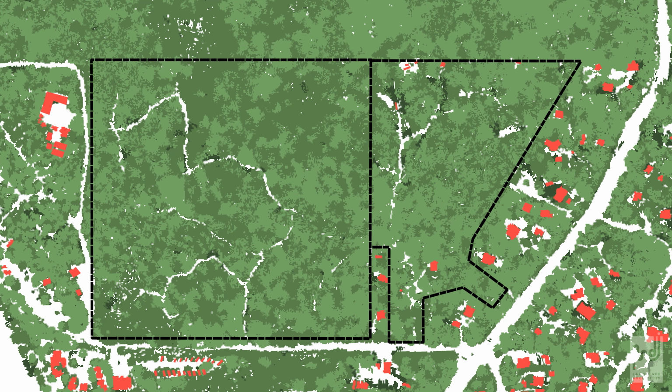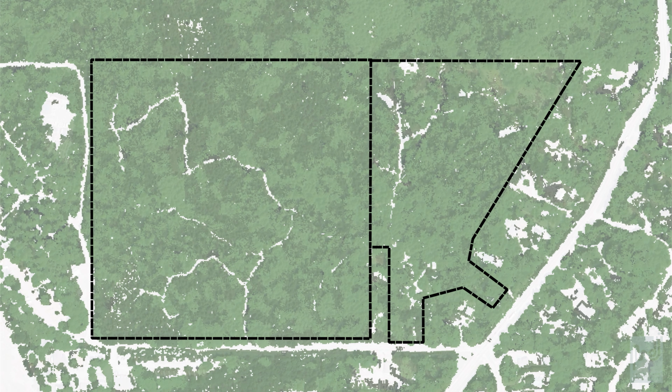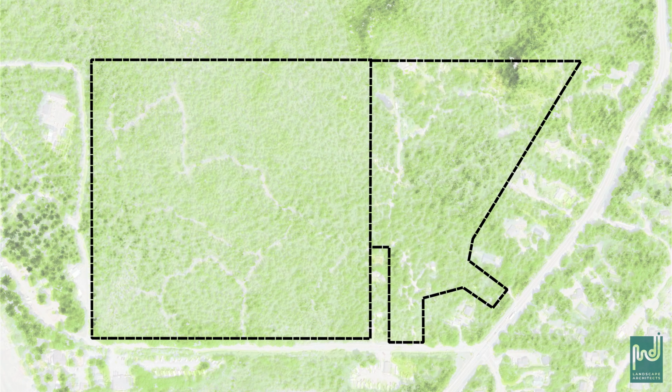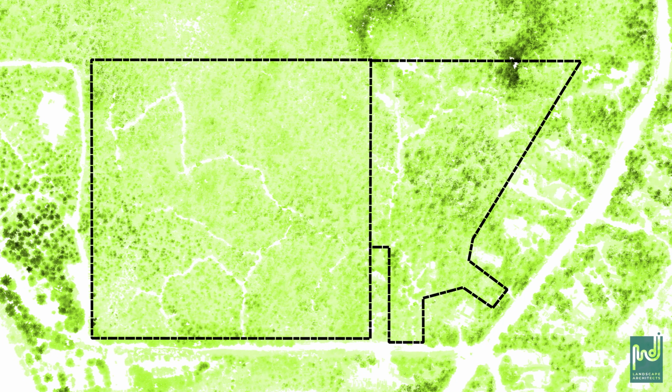LiDAR uses pulses of laser light to measure the land surface from the air. The pulses bounce back from trees, buildings, and the ground, creating a detailed digital model of the site. With publicly available LiDAR data, we can begin to understand large or difficult sites before full on-site survey and assessments are completed. From the LiDAR data, we can determine tree height, which helps us understand where the forest is dense, where there are disturbances, and where vegetation patterns may influence future planning.